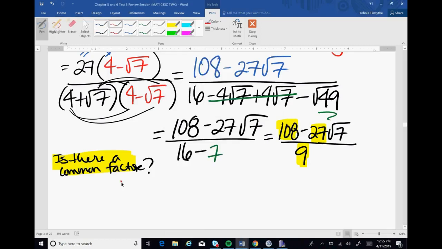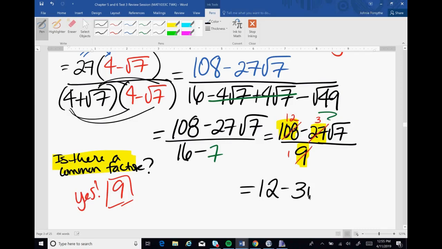So if we divide them all by 9, 9 goes into 108 12 times, 9 goes into 9 1 time, and 9 goes into 27 3 times. So our final reduced answer will be 12 minus 3 root 7 over 1. So we can just write this as our final answer, 12 minus 3 root 7. And you want to reduce. If you don't reduce it, you won't get your full credit.